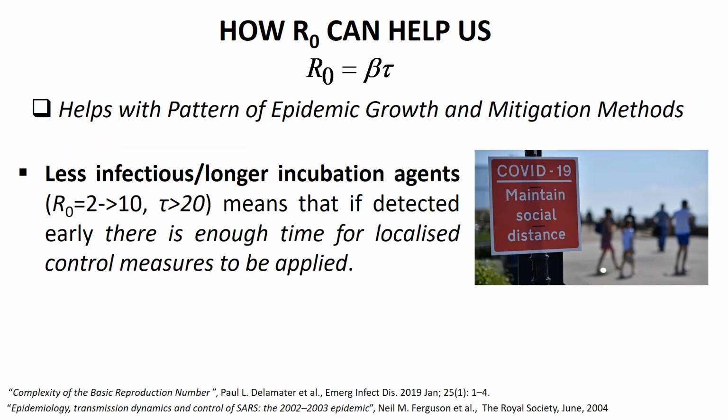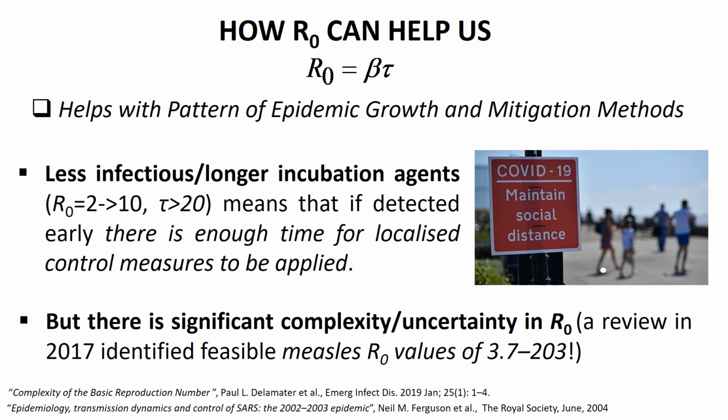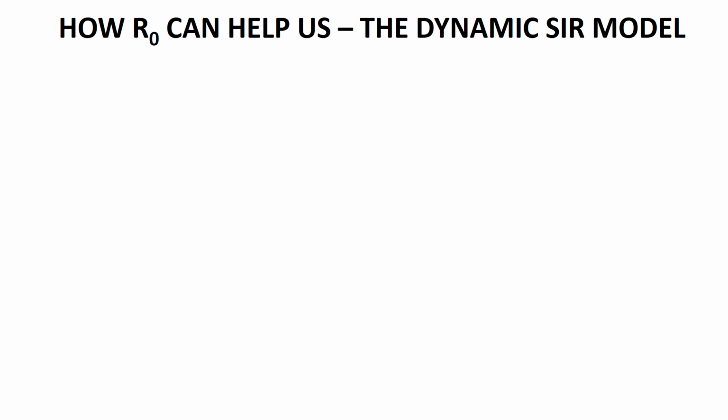If you have less infectious, longer incubation agents, so if R0 is smaller and tau is bigger, then you have the time to actually take localized control measures like social distancing, localized lockdowns, etc. I should emphasize there's significant complexity and uncertainty in R0. A review in 2017, listed below in the references, identified a feasible measles range for R0 going from 3.7 as high as 203.